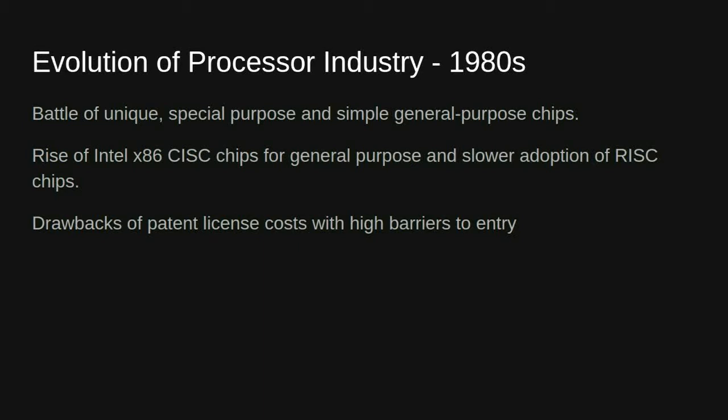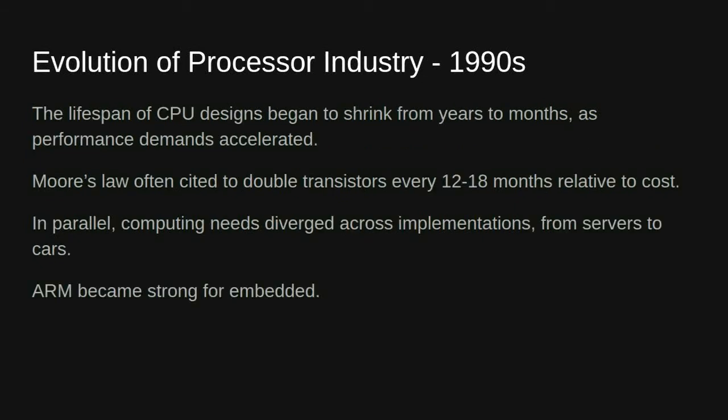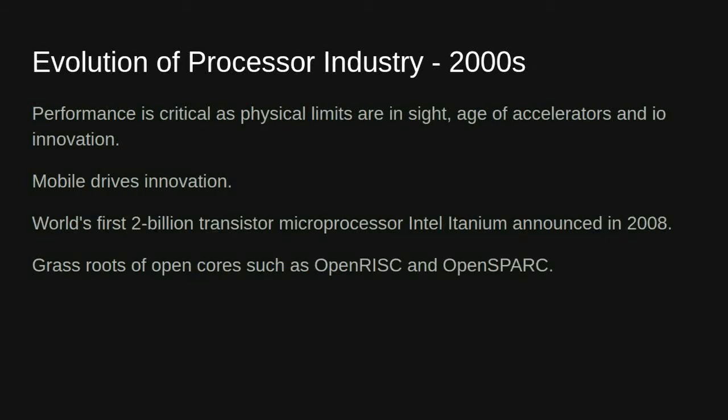If we go back through the history of processors, back in the 1980s, Intel CISC chips were used mainly everywhere, and there were a lot of patent licensing costs. Moving forward to the 90s, the number of transistors inside a CPU doubled every 12 to 18 months relative to the costs, and ARM started to become something. In the 2000s, we get some open source cores, OpenRISC, OpenSPARC. This was around the time when I was at uni.